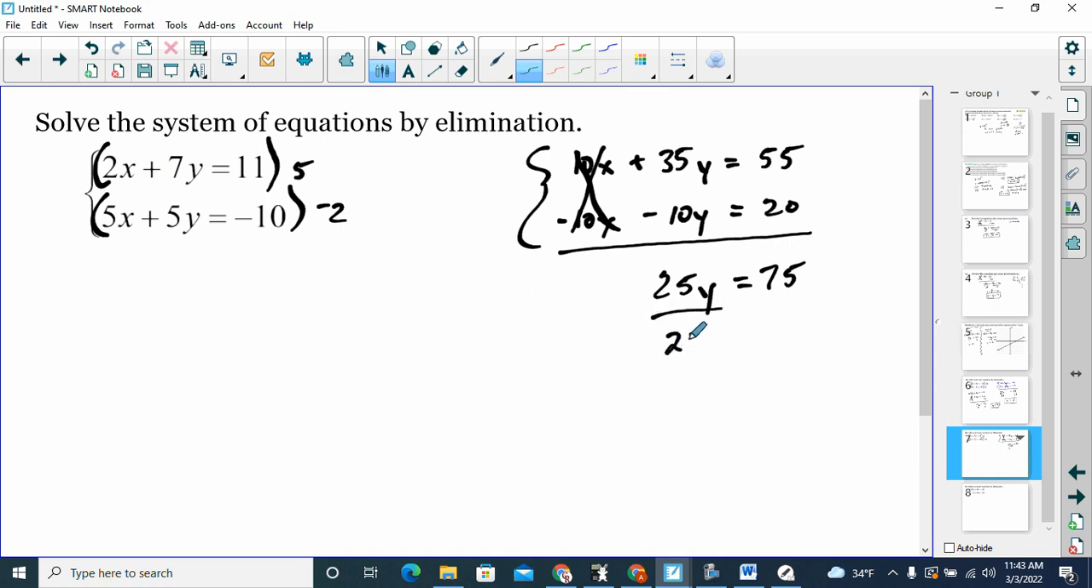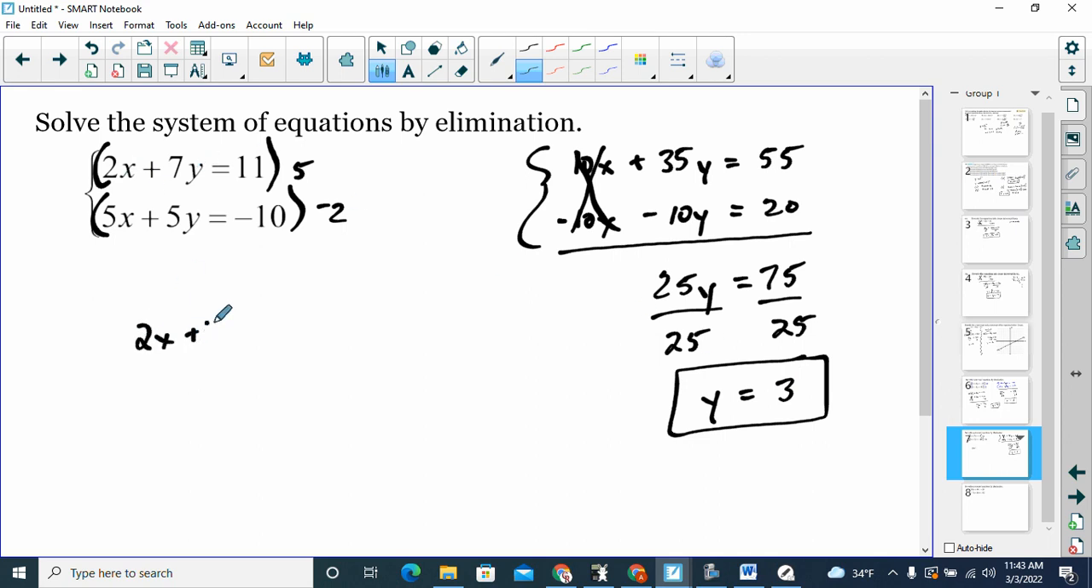Dividing both sides by 25 allows us to solve for y. I get y equals 3. And again, once I get y, x is not too bad. We go back to one of the original equations. I'm going with the top one, and we plug 3 in for our y. So now it would say 2x plus 7 times y equals 11. But instead of y, I'm putting in what y is equal to. I'm putting in 3.